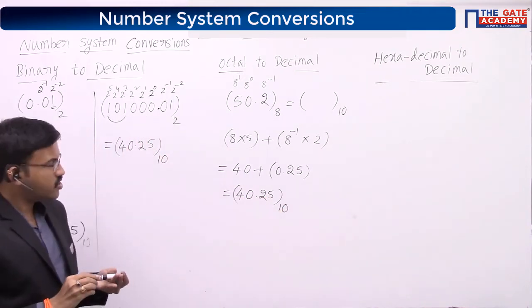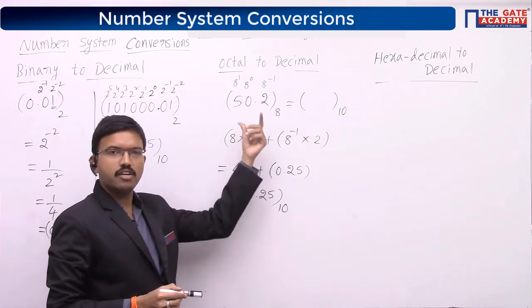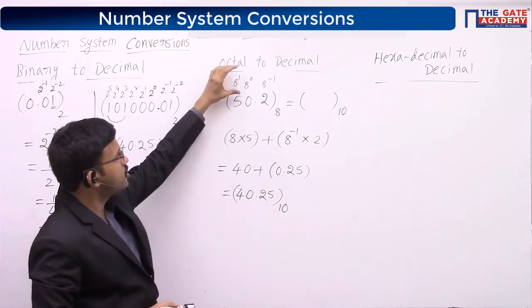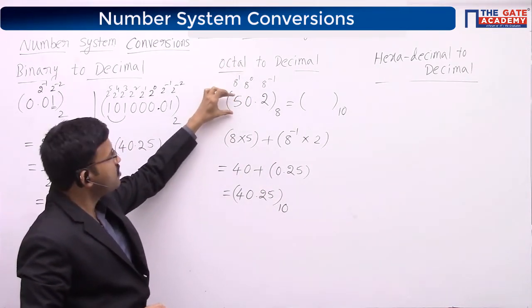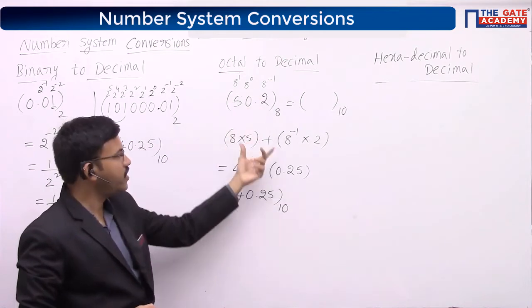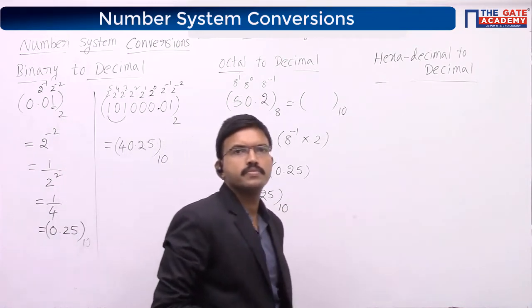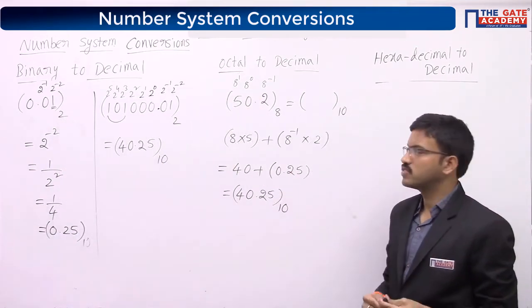Okay, so whenever you are getting a direct real number, directly you can do the simplification. Just put the position weights and then multiply each digit with the respective position weight and then add. Yeah, 40.25 is the correct answer.